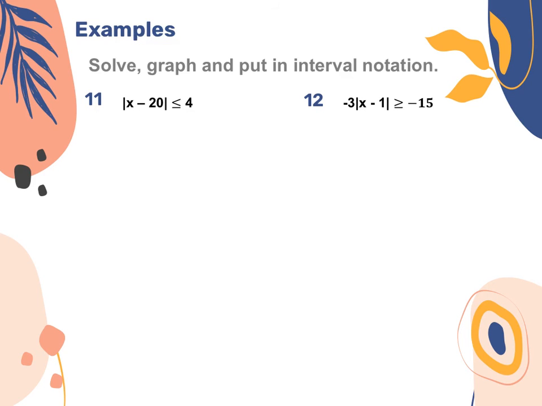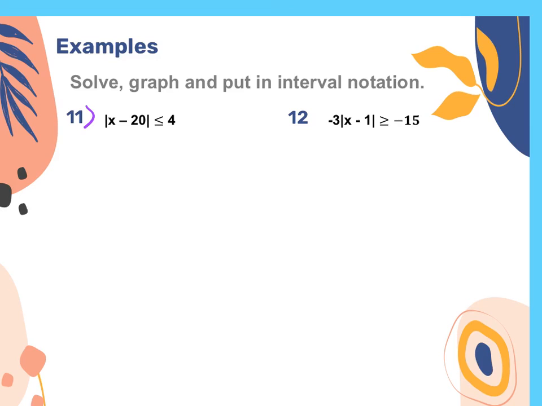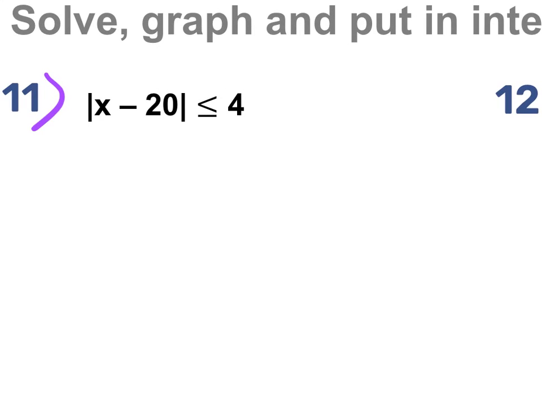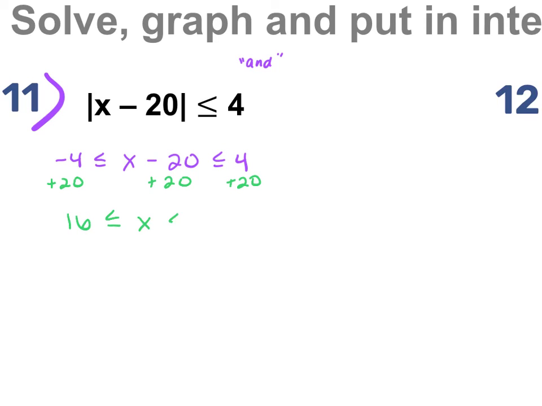Okay, last one's here. Examples: solve, graph, and put in interval notation. So for number 11, absolute value is already on the side by itself. This is a less than, so it becomes an and statement. I put negative 4 on the left, less than or equal to x minus 20, less than or equal to 4. Add the 20. And I get 16 is less than or equal to x, which is less than or equal to 24.